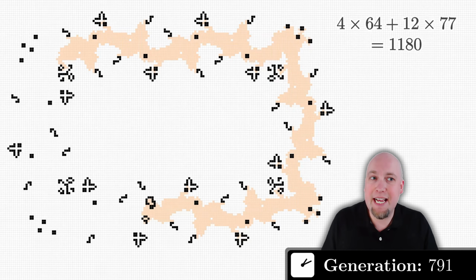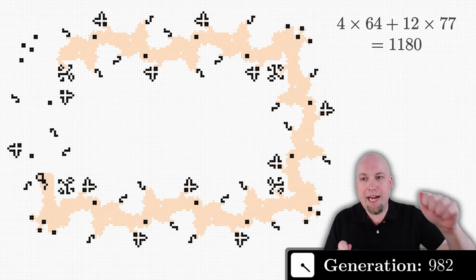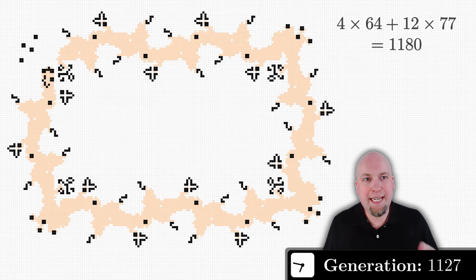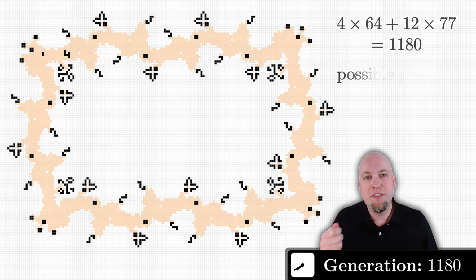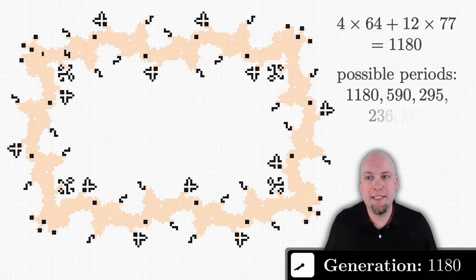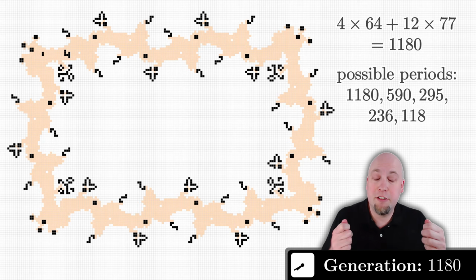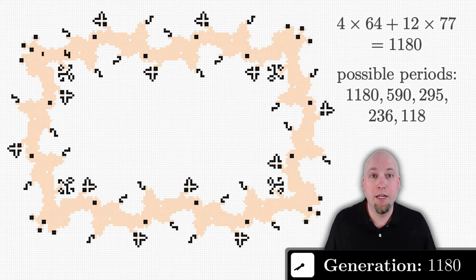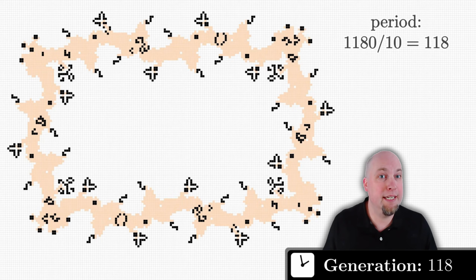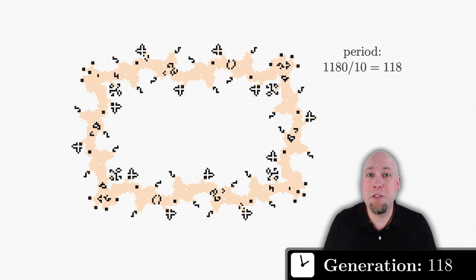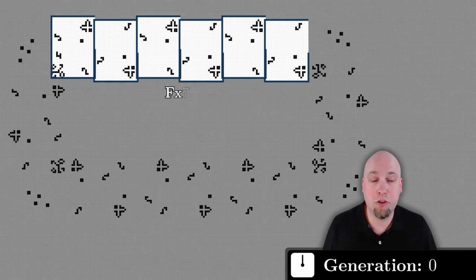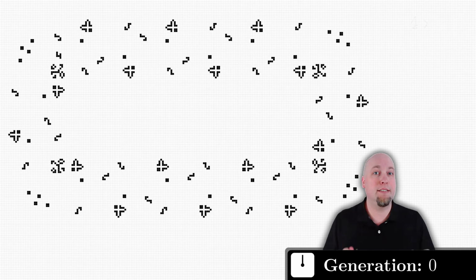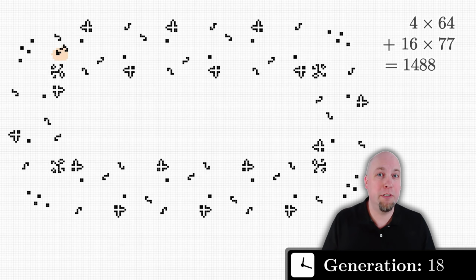And then we can play this exact same game. We can just ask, what are the factors of 1,180 that are bigger than or equal to 61? Those factors are 590, 295, 236, and 118. So we can construct oscillators with those periods by placing 2, 4, 5, or 10 equally spaced Herschels along this track. And if we keep adding FX77 conduits to the top and bottom of this Herschel track rectangle, we can create oscillators of almost any period bigger than or equal to 61 that we want to.